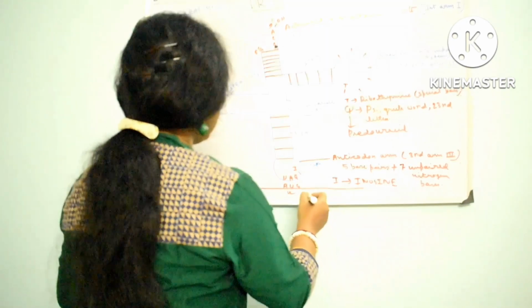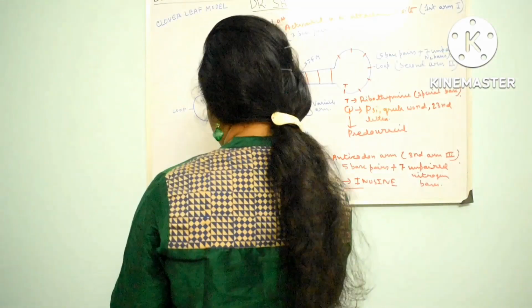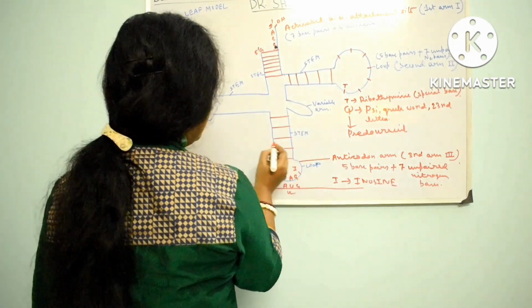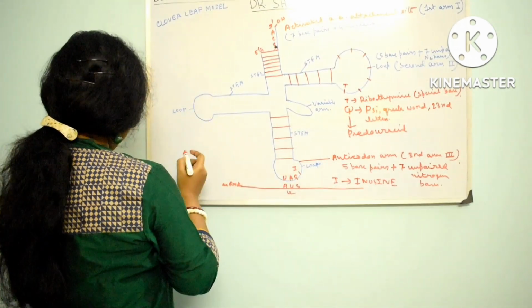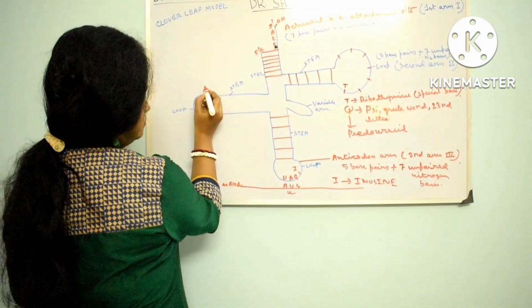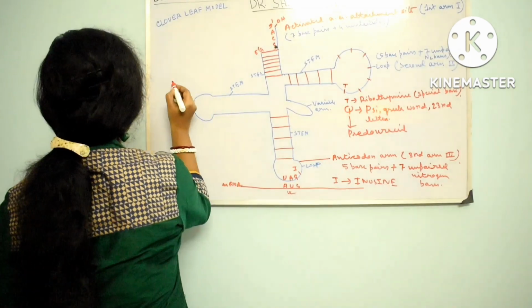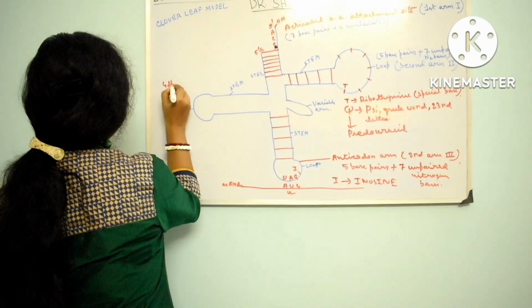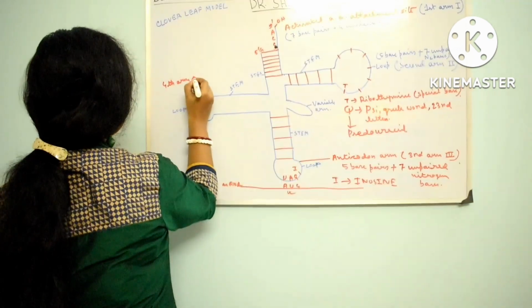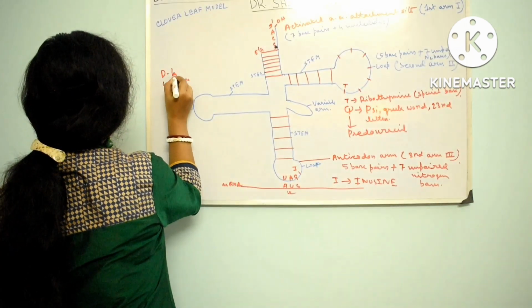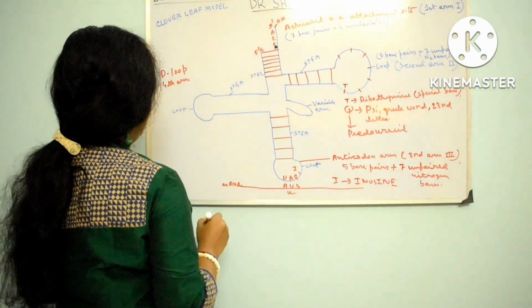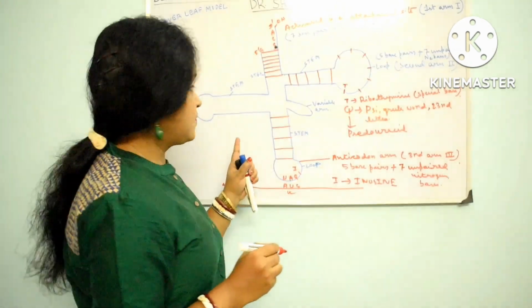Okay, is it very clear? This is the anticodon arm, and now let's come to the fourth arm. This one is the fourth arm. It is also called the D-loop. Why it is so named, I am going to discuss here.